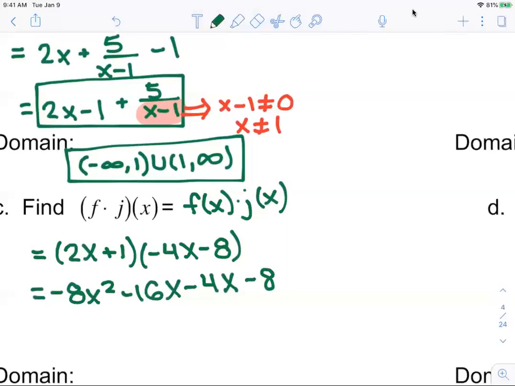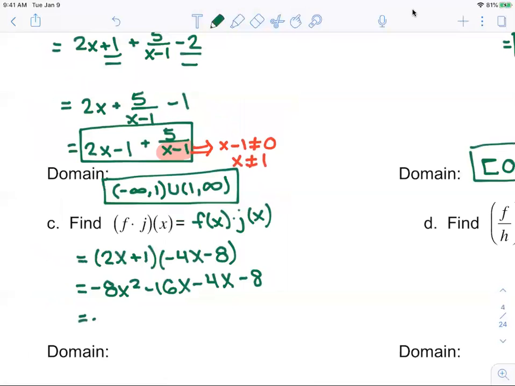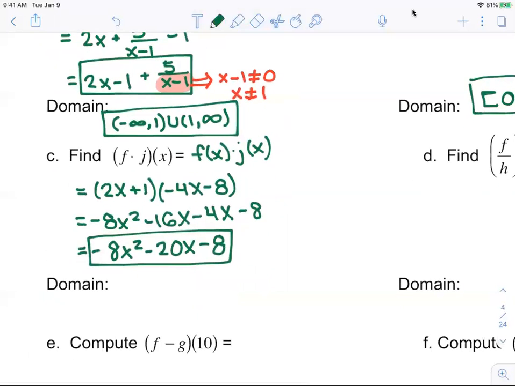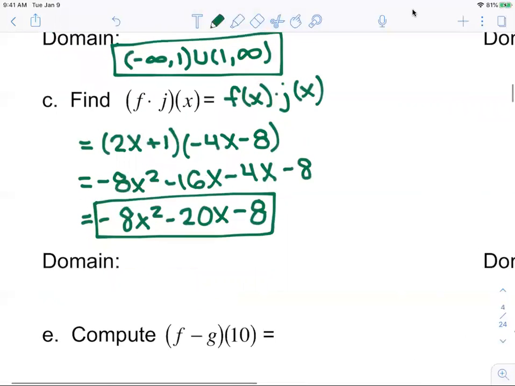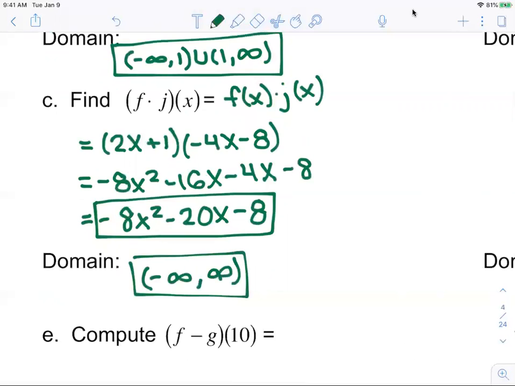So from there, you're going to combine your like terms. And I have a negative 16x minus 4x, that's negative 20x. And that is all I can combine. So I've simplified it. Now I need to look at the domain. The domain does not have any fractions with the x, and it does not have any roots. Square roots are radicals. So the domain for this one is going to be negative infinity until infinity. It's all real numbers.